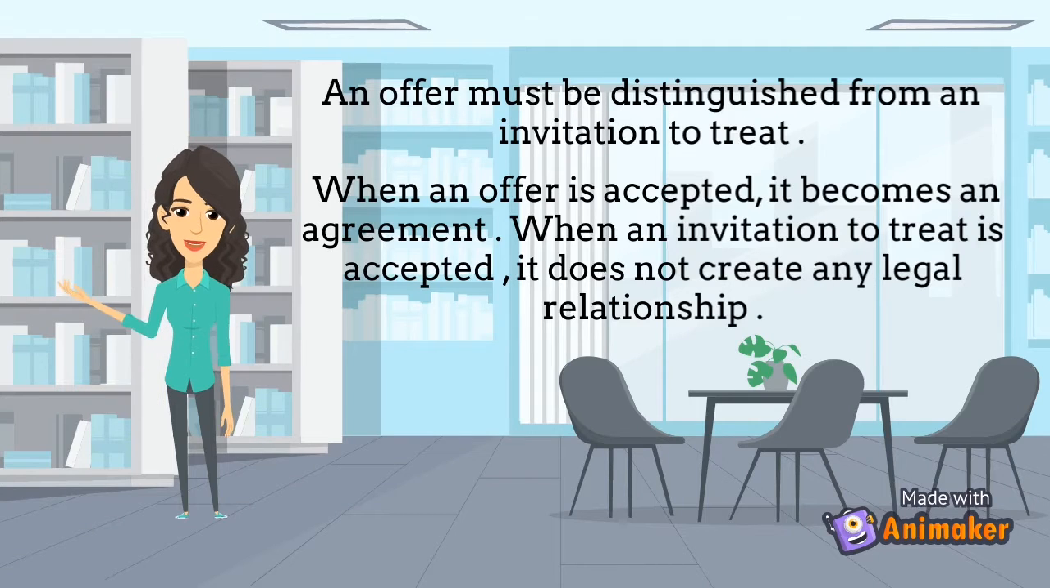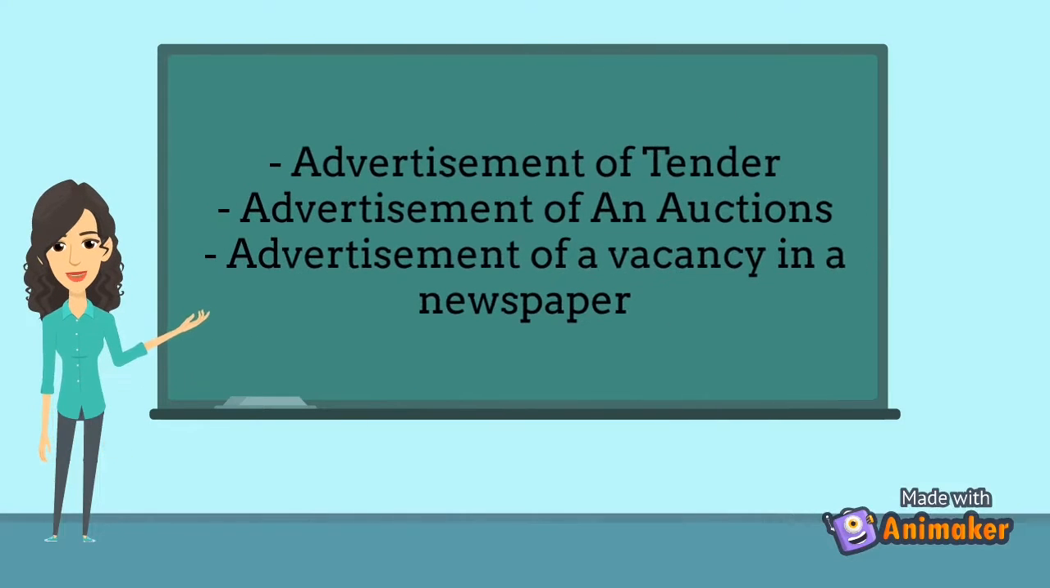Situations that could cause some confusion between two parties as to whether there is a valid contract or not are normally in cases of advertisement of tender, auctions, advertisements, catalogs, and display of goods. There are many types of advertisements between offer and invitation to treat. Amongst them are advertisement of tender, advertisement of an auction, and advertisement of a vacancy.